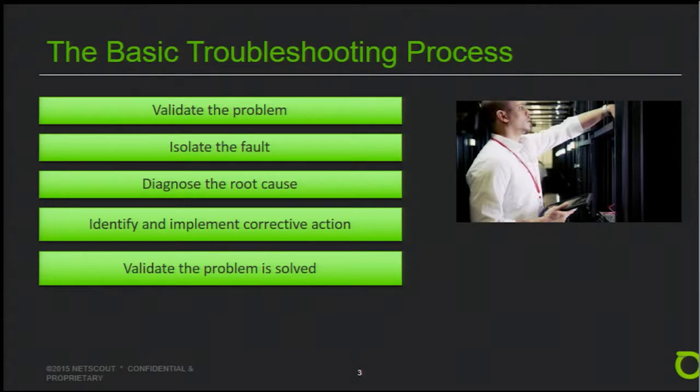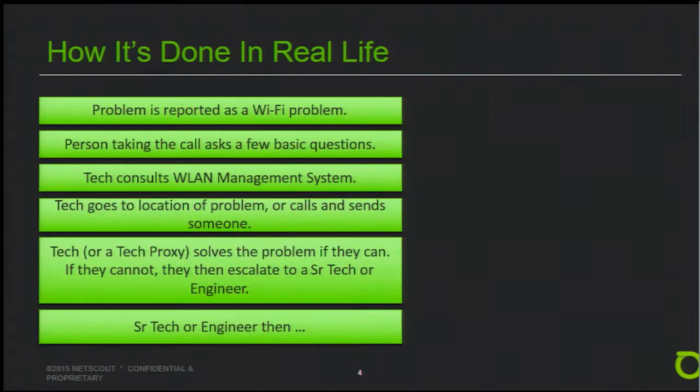But once we can validate there is a problem, then we have to isolate the fault. Is it wired? Is it wireless? Is it a specific service, specific area? And then we diagnose what the root cause is. Based on that, we identify and implement a corrective action, and then we have to validate that we actually solved the problem. So how does this work in real life?